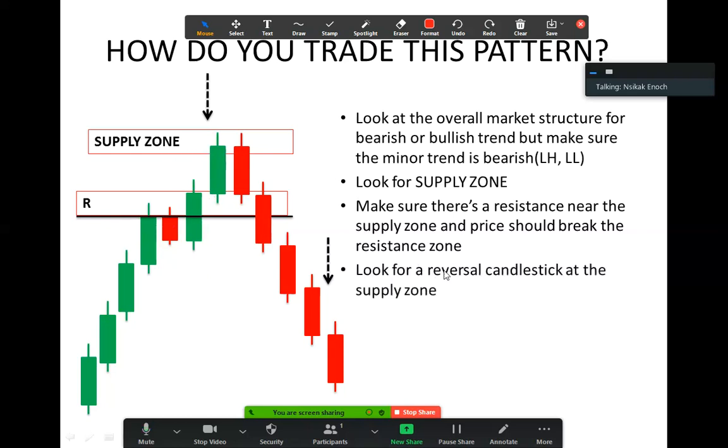So what happens? Look for a reversal candlestick at the supply zone. Let's say we see a reversal candlestick: hammer, hanging man, pin bar, shooting star, inverted hammer, spinning top, doji. These are the kinds of candlestick patterns you want to see at the supply zone. So that is how you trade the supply zone. Okay, so let's go to the chart.